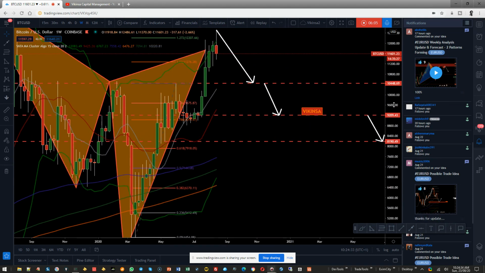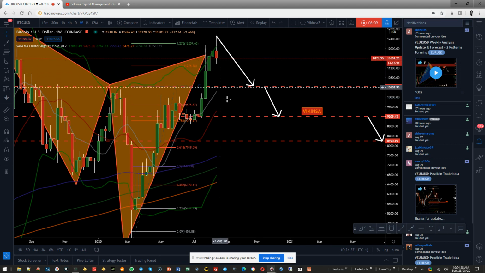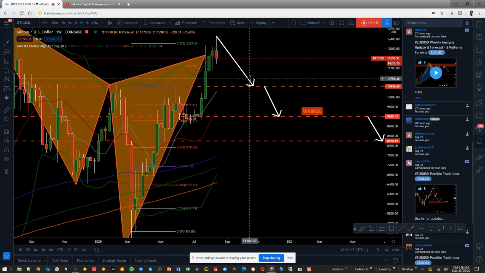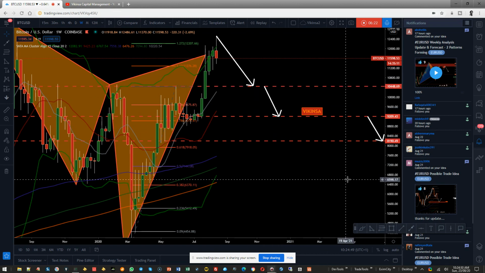There is a bearish engulfing pin bar. That's a very good sign for the market to go down all the way to test this structure level, which is around here at 10,500 or so, 10,450 or so. And if that's broken, then we are looking at 9,209. So that's my analysis on Bitcoin.